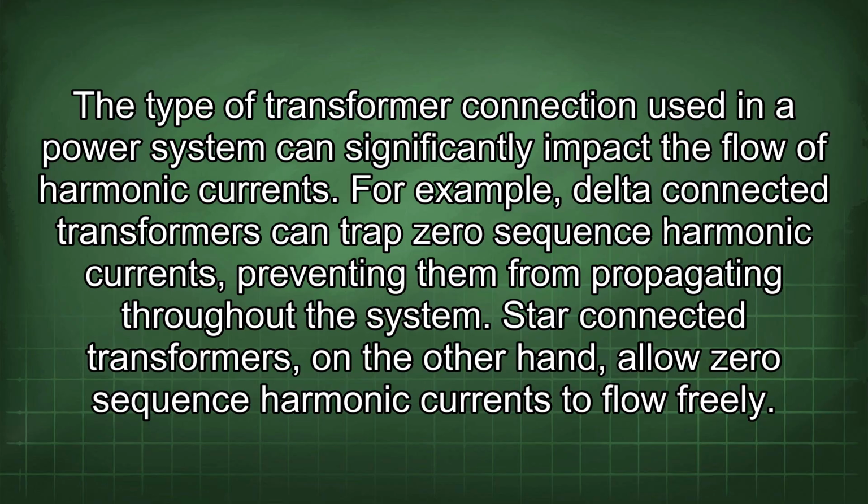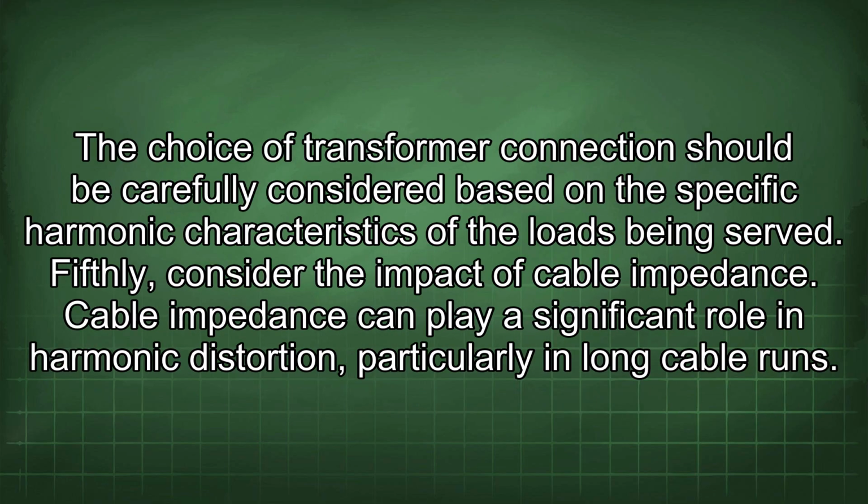The type of transformer connection used in a power system can significantly impact the flow of harmonic currents. For example, delta-connected transformers can trap zero-sequence harmonic currents, preventing them from propagating throughout the system. Star-connected transformers, on the other hand, allow zero-sequence harmonic currents to flow freely. The choice of transformer connection should be carefully considered based on the specific harmonic characteristics of the loads being served.